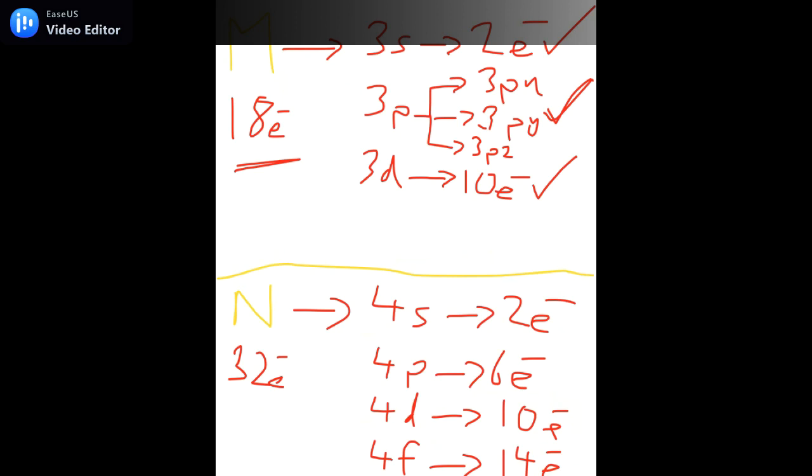And then for N, the principal quantum number is 4. There are 4 subshells, 4s, 4p, 4d, 4f. 4s has 2 electrons, 4p has 6 electrons, 4d has 10 electrons, and 4f has 14 electrons. So over here, 4f will have 7 orbitals because each orbital will have 2 electrons. So 7 2s are 14.